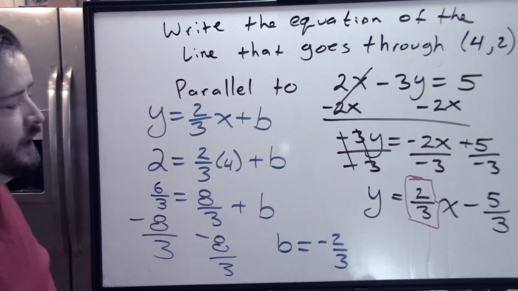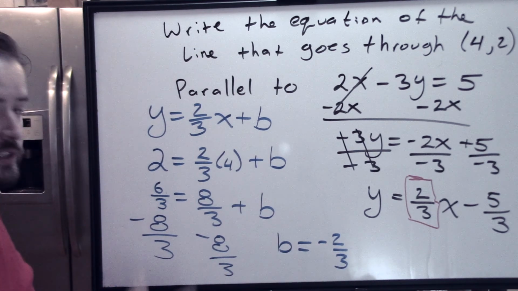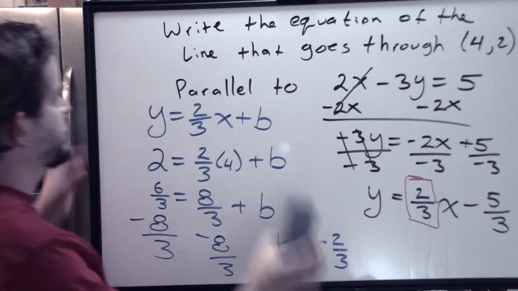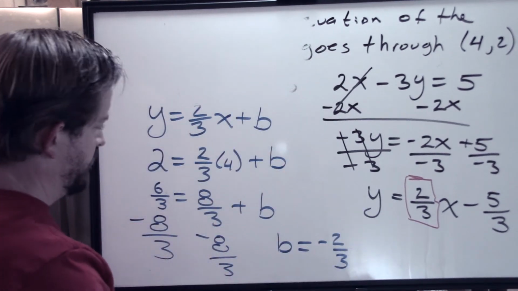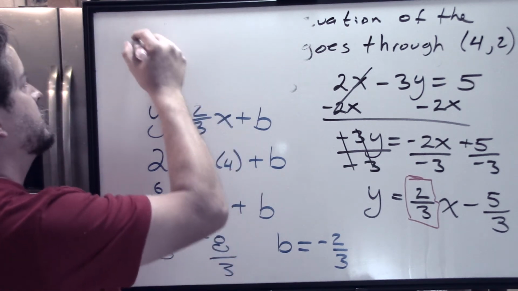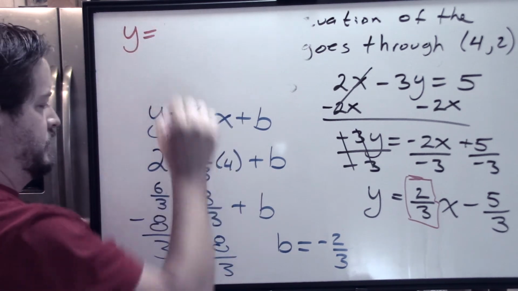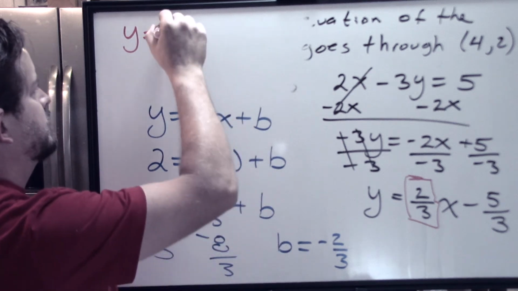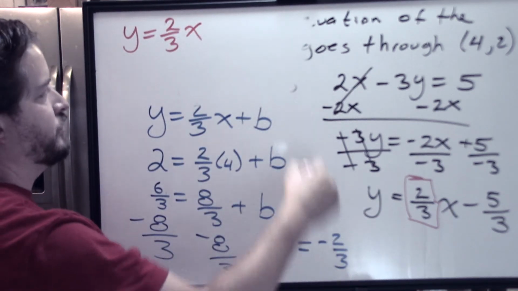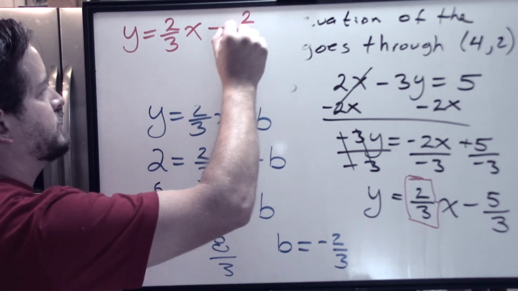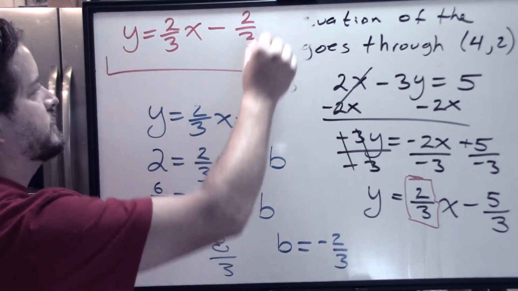Okay. And I have it. I'm going to erase a little bit of the question here so that I can write this solution. Just right here. The equation is y equals my m, which is 2/3, x plus b, which is negative 2/3, so this is just minus 2/3. And that's my solution.